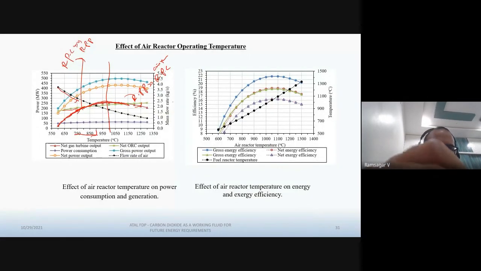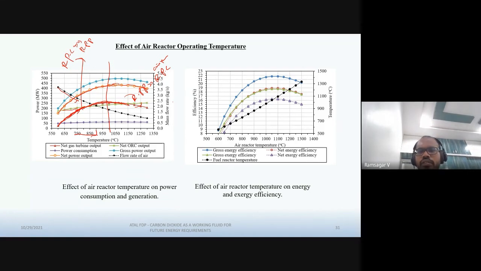If you look at the net power output, because of the high rate of increase in turbine power output as well as the ORC power output increase, you see the net power output increasing to some value. After this, though there is an increase in ORC power output, the rate of decrease in net turbine power output is more. That's why the overall net power output shows a decreasing trend. So based on these profiles, we have identified an optimal operating temperature near 1050 or so.